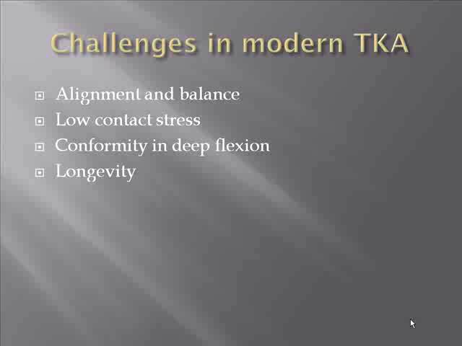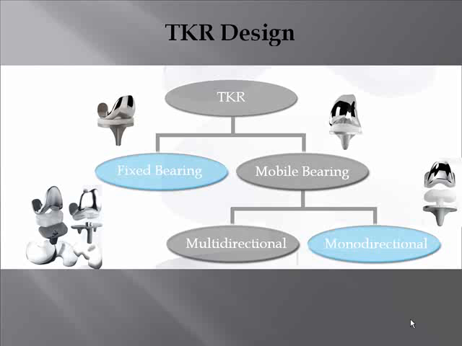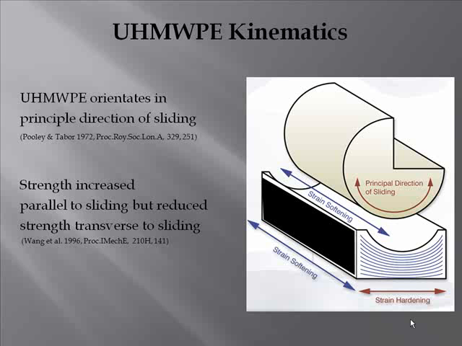We're faced with a bewildering array of designs, from fixed to mobile, and in mobile bearing particularly, in many designs, from those that allow multi-directional movement of the polyethylene to those that only allow monodirectional movement. I think it's important to look at kinematic data on polyethylene to understand why it's important to consider design when you're trying to use a mobile bearing knee replacement.